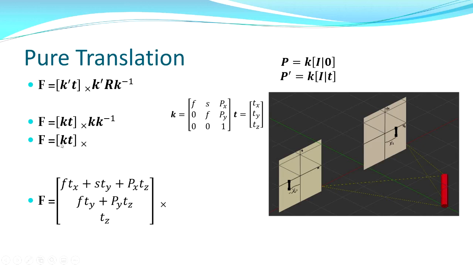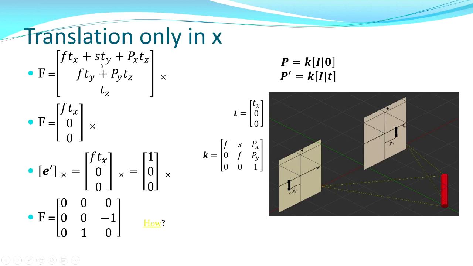If you just multiply these two things, you will get this thing over here, and that is F Tx plus S Ty plus Px Tz. So that is the first thing. Like this, you will get this particular thing. And please note that this is the cross product notation. So this is actually a matrix, but it can be represented by this vector. So this is a skew symmetric matrix. We have seen that in our previous videos.